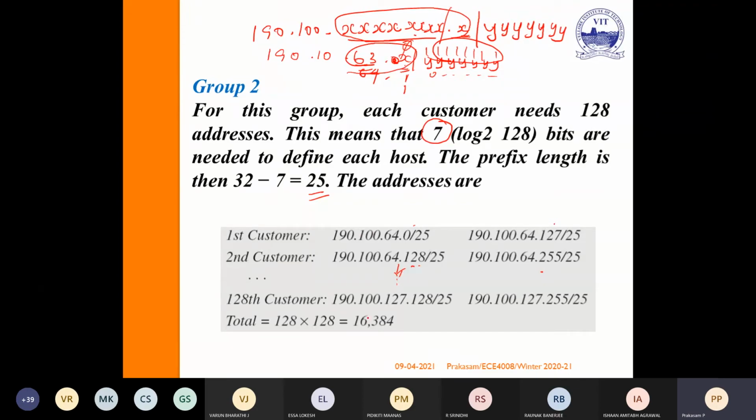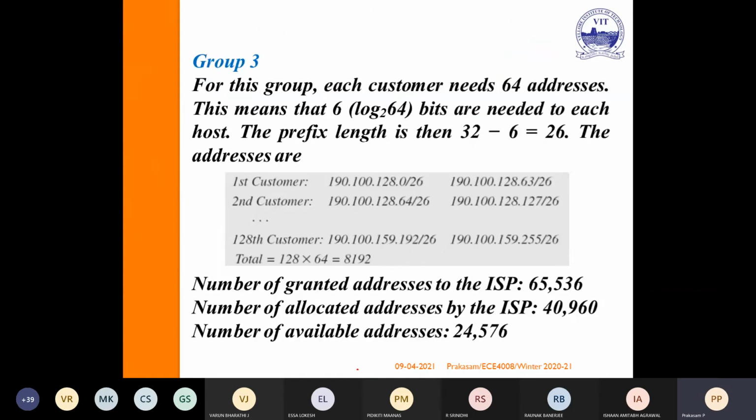So for the 128 customers, 190.100.127 is the subnet ID, and the host ID is varying from 128 to 255. You see here, for each case we are allocating 128. So the number of addresses, 128 customers, then 128 respective hosts per customer, totally 16,384, as in the previous case. Then the third group, it is 64 addresses, 128 group.